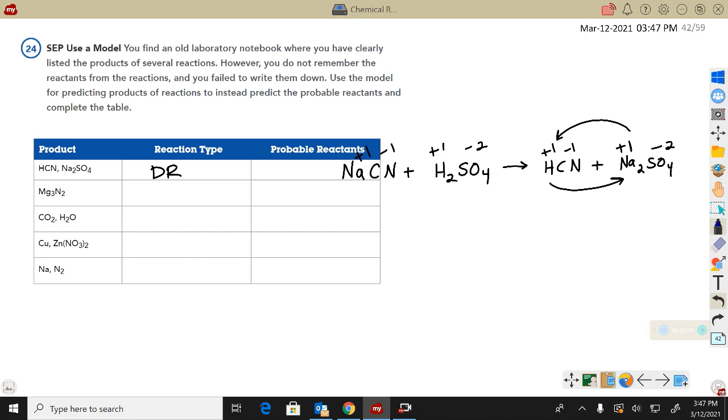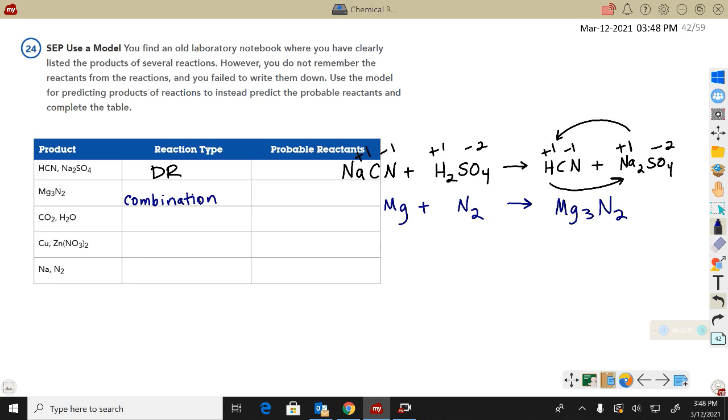All right, let's try another one. What if I only have one product, and that one product is just a compound of 2 elements? Magnesium nitride. Well, could this have maybe been like a synthesis or combination? What if the original reactants would have just been like magnesium plus nitrogen? Now I would have to check my chart or my periodic table because I think we marked it in. Nitrogen is a diatomic element.